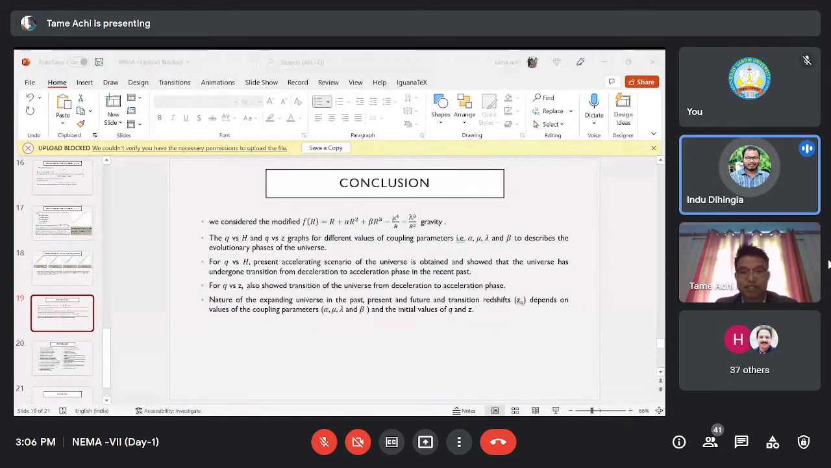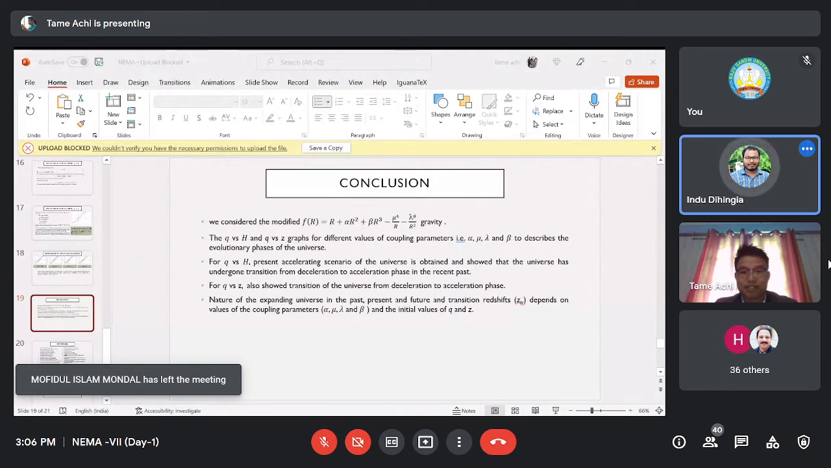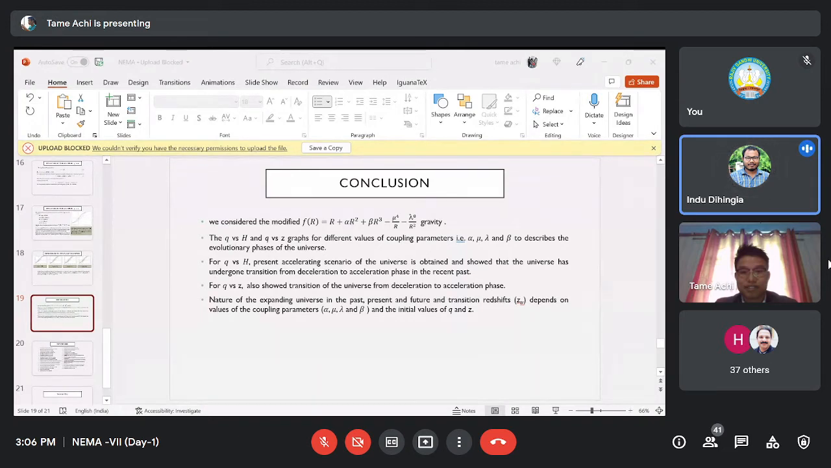Actually, I don't know much about this, but I am wondering, when you modify the gravity, you introduce all these parameters like alpha, beta, mu, lambda. How can we constrain what their values should be, with observation or maybe theoretical prediction? Can you say something about that?